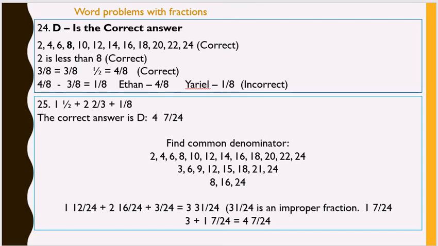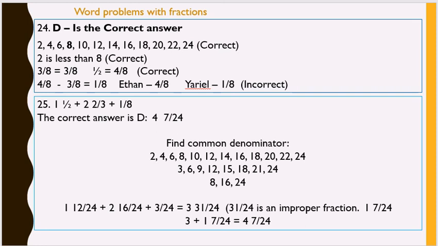All right, let's check your answers. D is the correct answer for number 24. Well, first, we need to find common denominators, and we do that by finding those common multiples. So we go 2, 4, 6, 8, 10, 12, 14, 16, 18, 20, 22, 24. That's correct.